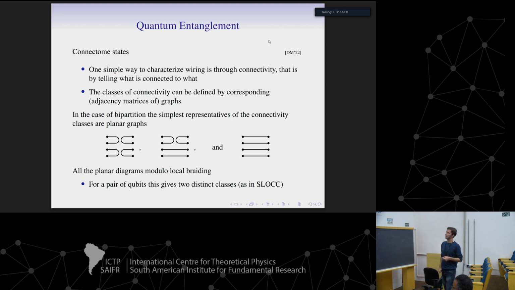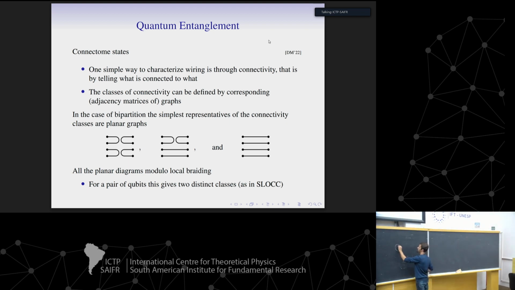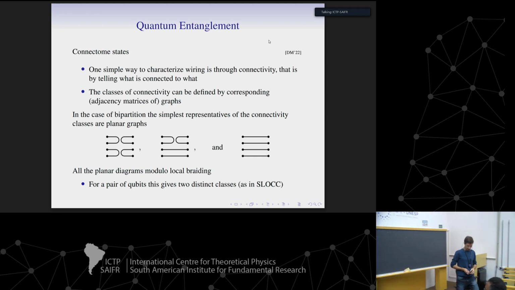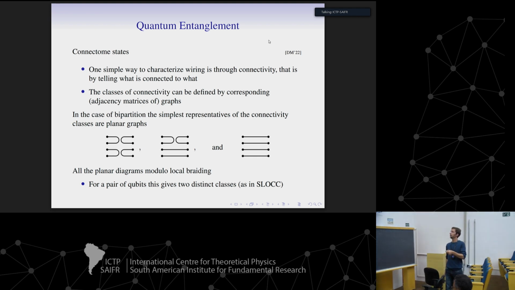So in this case, if you just mod out these transformations, all permutations and local braiding, then you have only these three diagrams. In fact, this middle diagram is also trivial because not only does the simple sphere have trivial Hilbert space, but a sphere with two marked points has at most dimension 1. So in this case, this diagram is actually equivalent to the first diagram. So there are two independent diagrams, and that's the same as in stochastic local operations and classical communication.